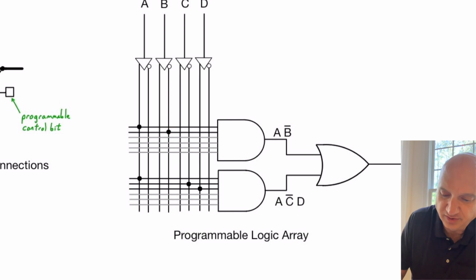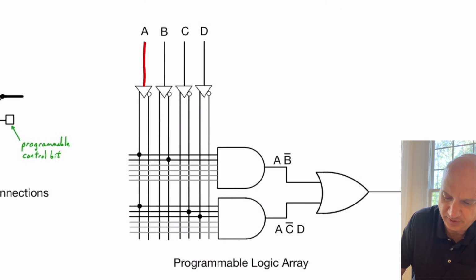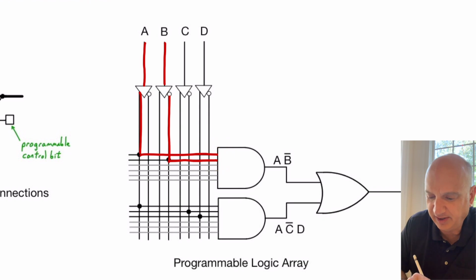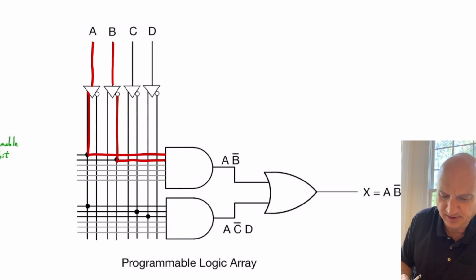So let's draw on here so we can see this better. We've got A coming in, so A feeds in here, and then A goes down to this first line and feeds into that AND gate. That's how the connection works. And then we've got B coming through, going through the inverter and feeding to the next one. So right here, this would be A and B bar, and that's why this term appears out here.